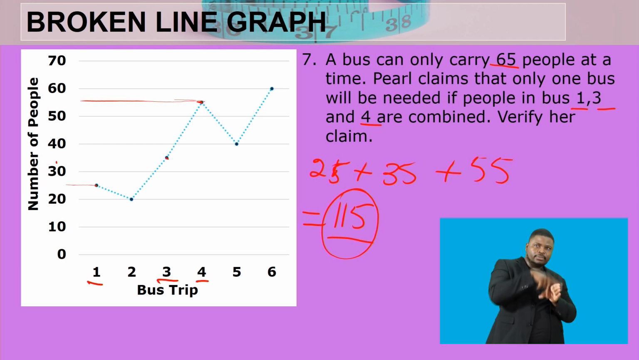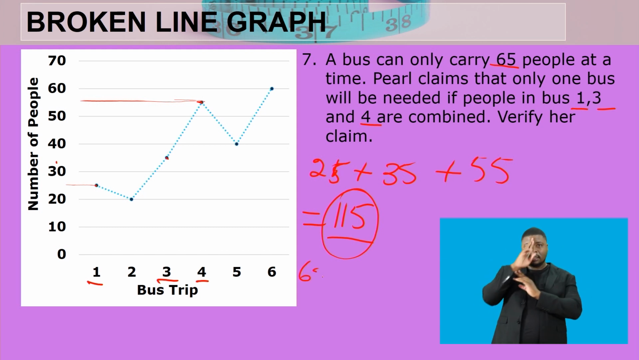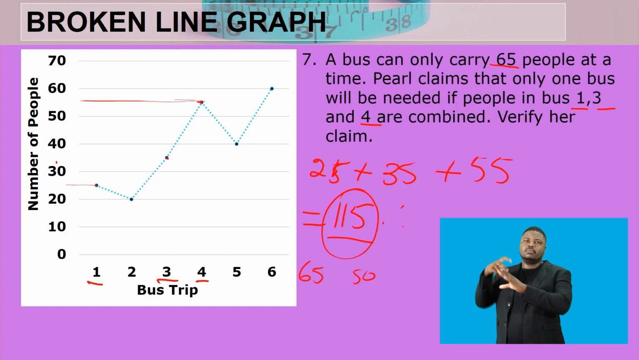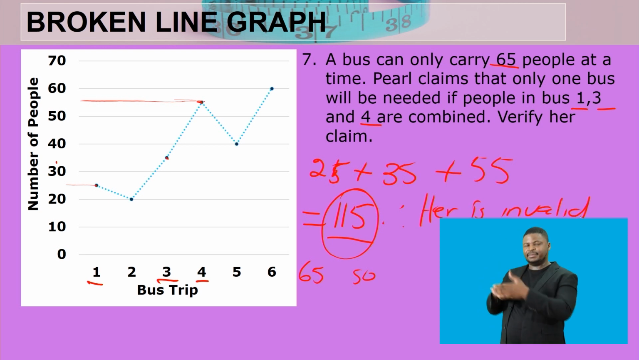So let's do the subtraction just to check if we will qualify for 2 buses or more. So when we say 115, subtract 65, we get 50. So we can actually qualify for 2 buses because one bus can carry 65 and the other one will only have 50 people. So 2 buses will be needed. Therefore, her claim is what? Her claim is invalid. Okay, so there we forgot to add her claim. So it's supposed to be her claim is invalid.